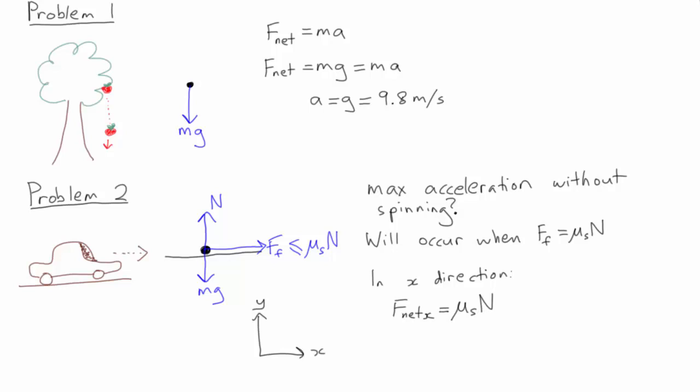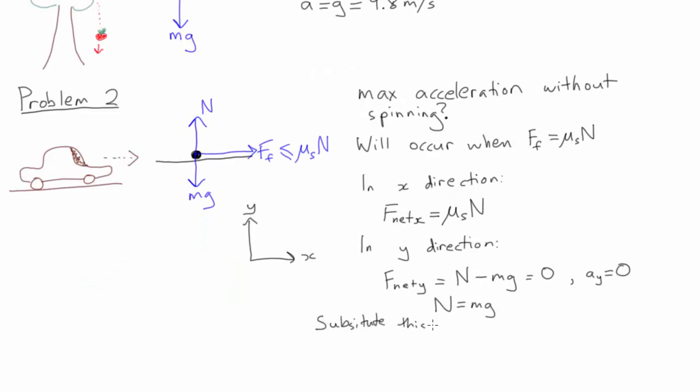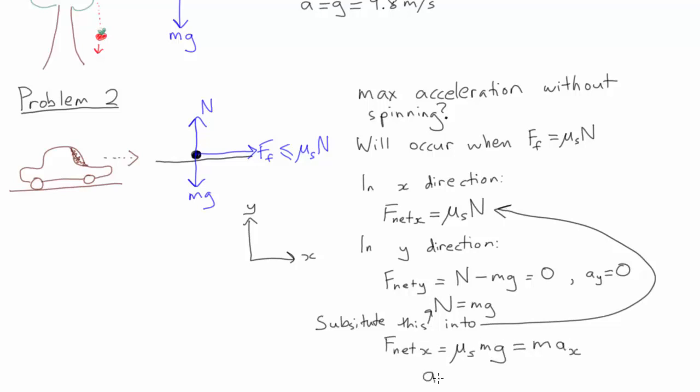In the y direction, we have the normal force pointing in the positive y direction and gravity pointing in the negative y direction. If we add these up, we get the net force in the y direction is equal to n minus mg. And because the car is not accelerating upwards or downwards, the acceleration in the y direction is 0, and so F net in the y direction is equal to 0. This allows us to solve for n, which we can then substitute back into our force equation in the x direction. We then apply Newton's second law in the x direction, F net equals ma, and find that the maximum possible acceleration of the car without spinning the tires is equal to μsg.